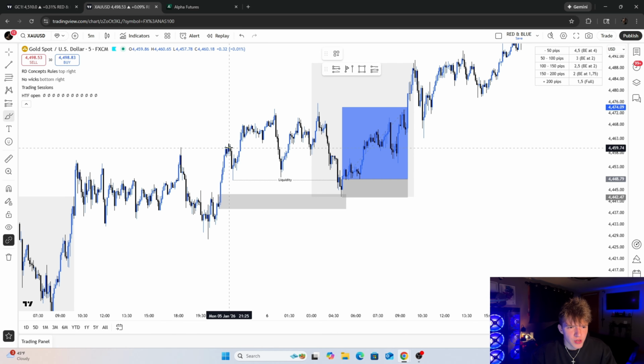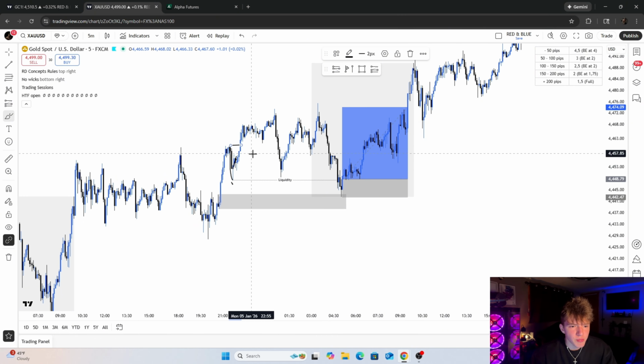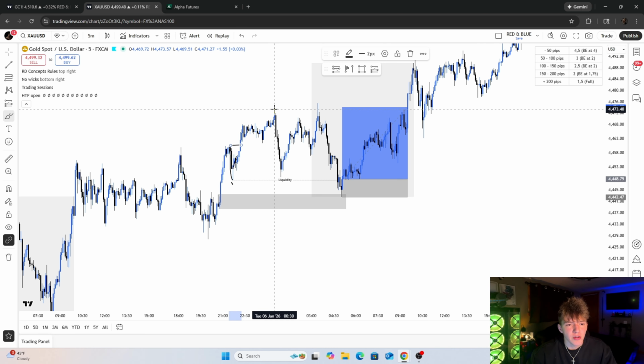The reason this is liquidity is price came down. There's a bunch of stop losses under this move right here. Price then took out its high, confirming it is bullish. And same thing right here, except a lot bigger structure. We have this move down, pretty much reacting from this level to the left, and price went up and took out its own high right here.